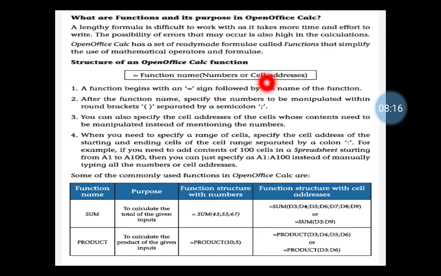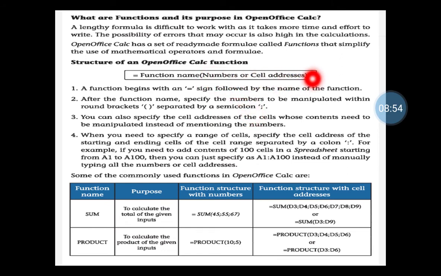And numbers or cell address: here you have to put the numbers you want to do the calculation on, or you can write the cell address also. So the first one is that a function begins with an equal sign followed by the name of the function. Next, after the function name, specify the numbers to be manipulated within round brackets, separated by semicolon. In this bracket you have to write the numbers.